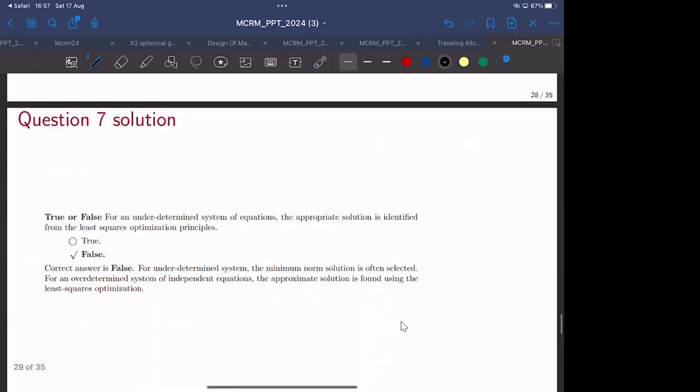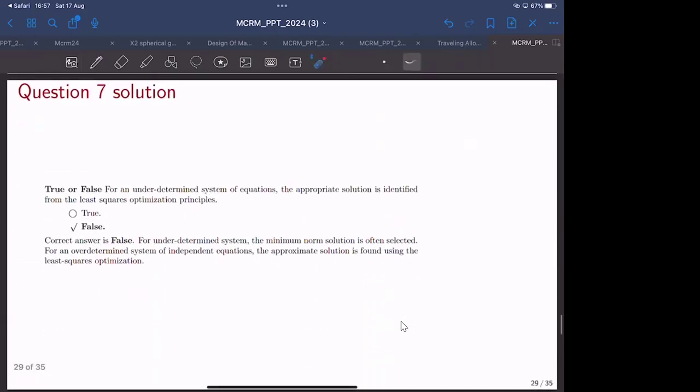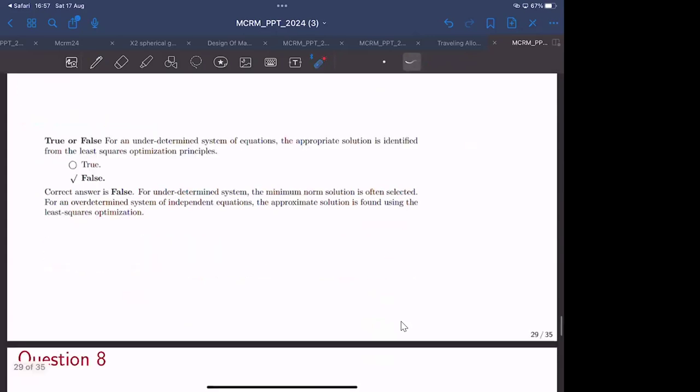I hope that is clear. The correct statement is: for an underdetermined system, the minimum norm solution is often selected. For an overdetermined system of independent equations, the approximate solution is found using the least square optimization. So I hope that is clear.